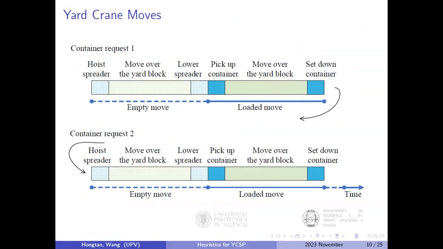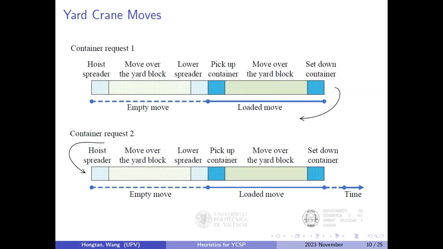And here, let's see how a crane moves for a request. The process is we separate one load into 6 steps: hoisting the spreader, moving over the yard, lowering the spreader, picking up the container, moving over the yard blocks, and setting down the container. Just like get up, put down, and get up, put down. One thing we must notice: when we load the container, we must go over the yard block. That's to say, we must pick the container first and then go put it down. And this is a loading move of a yard crane.